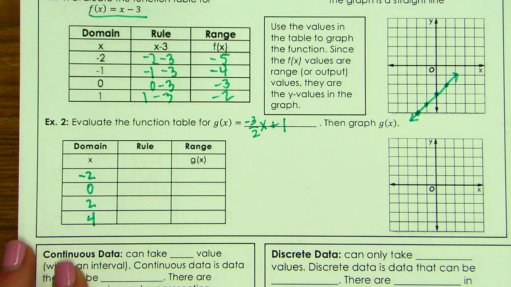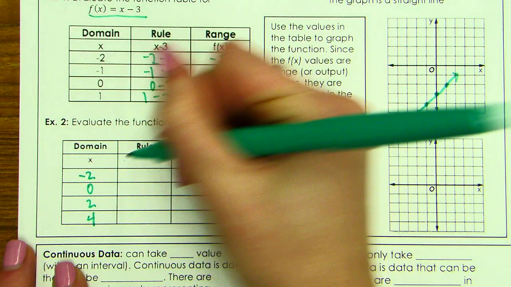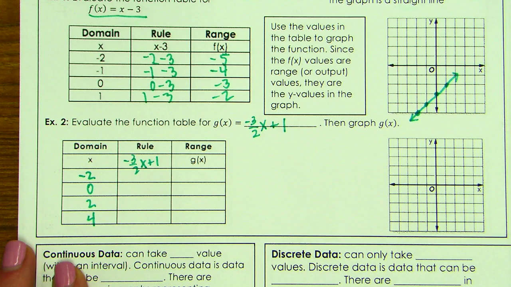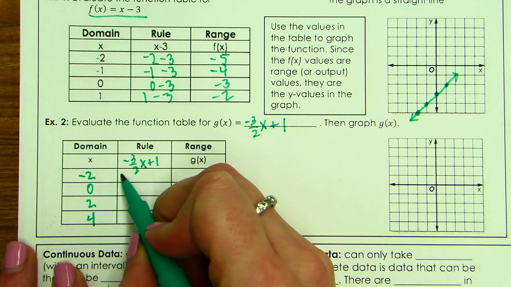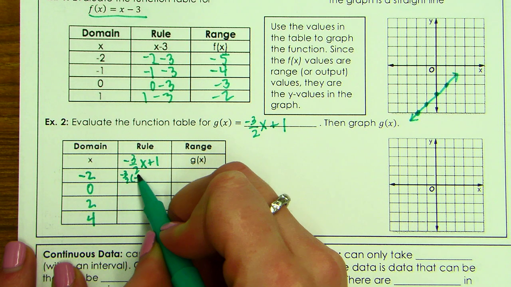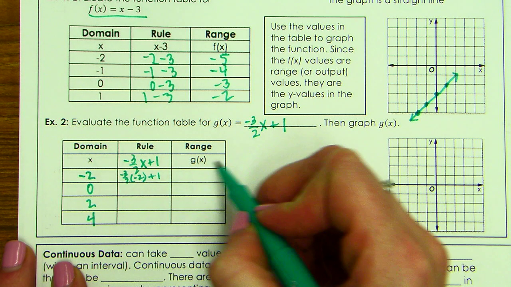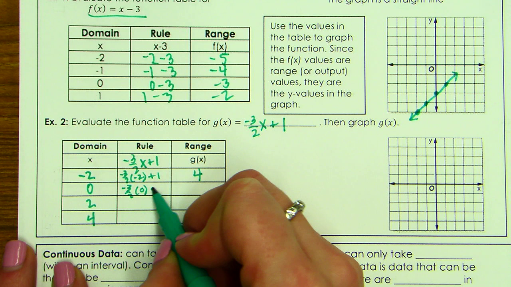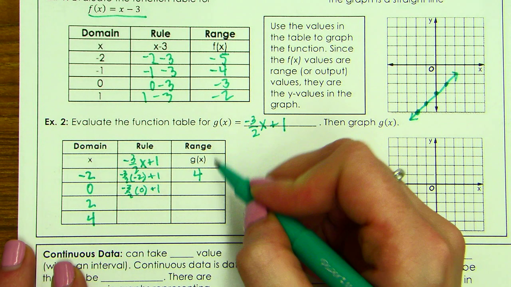Remember, we could plug anything in for x. So here are my function rules. So I'm going to write in -3/2 x plus 1. And then we're going to plug in each of these values for x. So -3/2 times -2 is +3. +3 plus 1 is 4. I'm going to plug in a 0. -3/2 times 0 is 0. 0 plus 1 is 1.